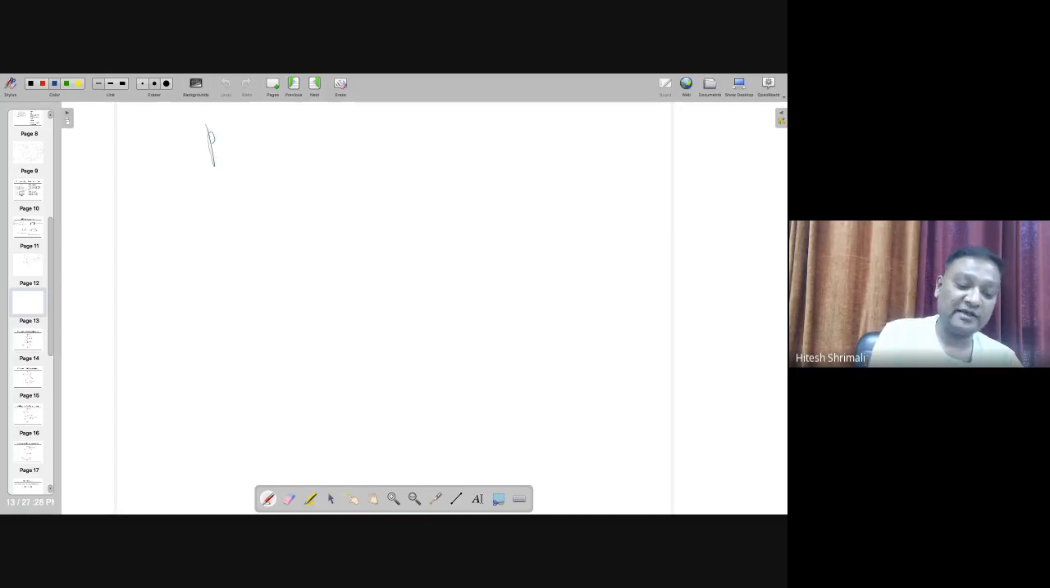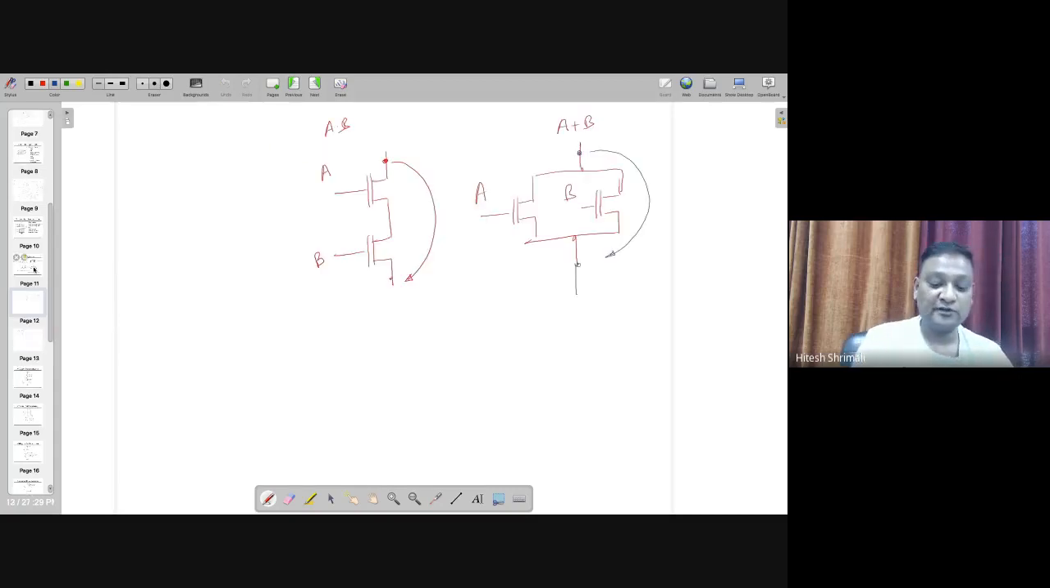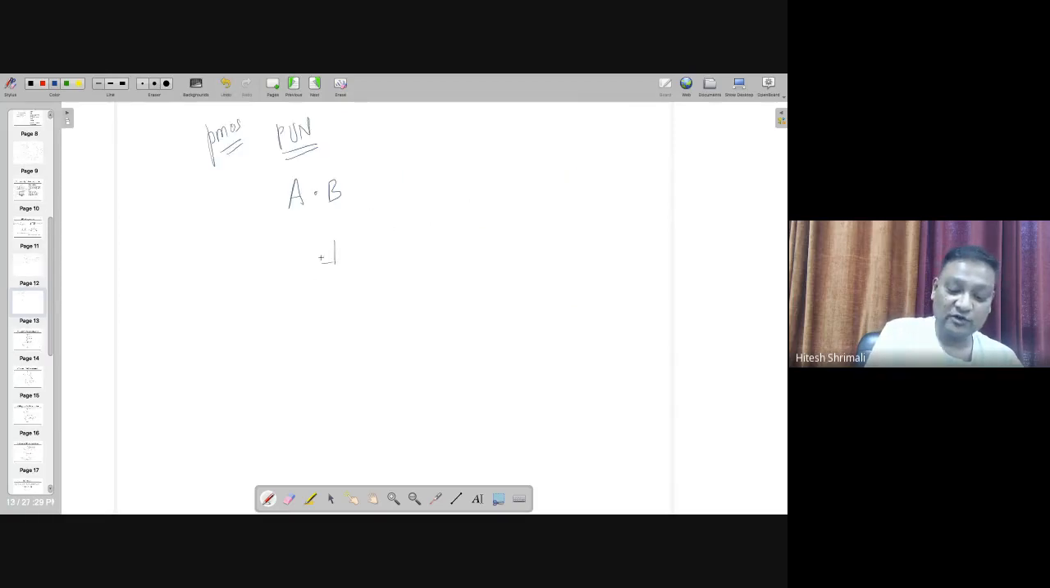And if you are making it with PMOS, and you are interested in making the power up network, let's assume you want to make A and B. Look, the functionality does not change. Both transistors are there, and you want to implement the operation of AND. Both of them have to be in series like this, and by the way, these are PMOS, so the bubble will be there.